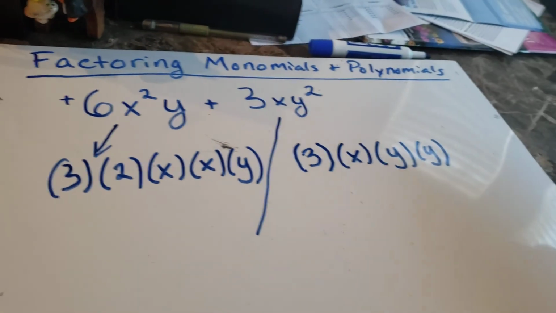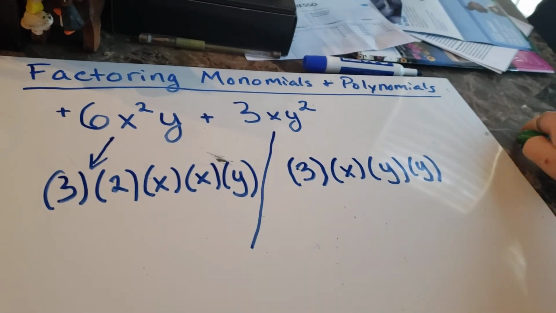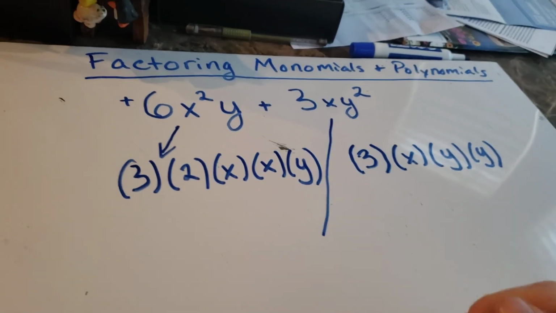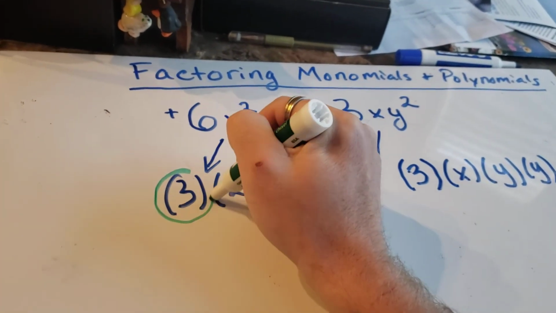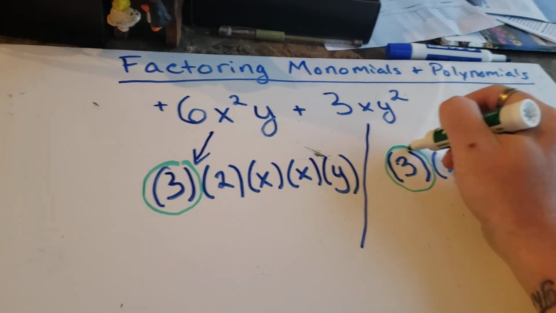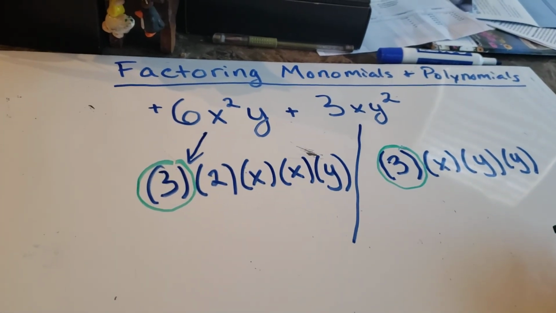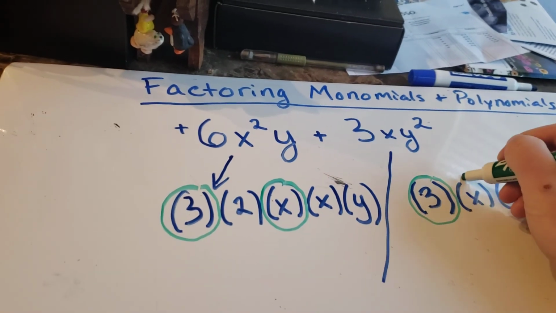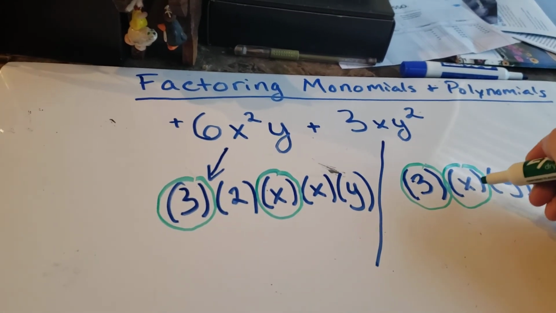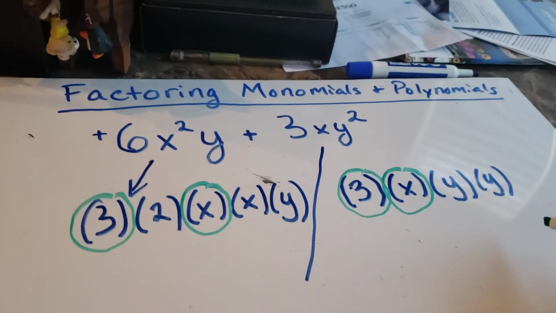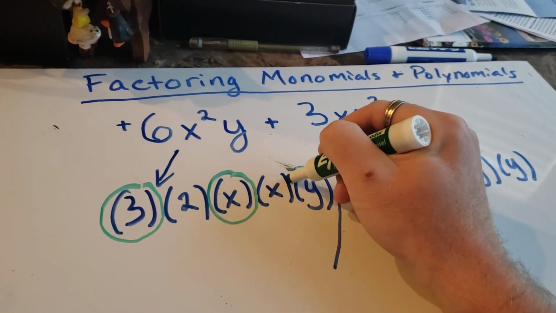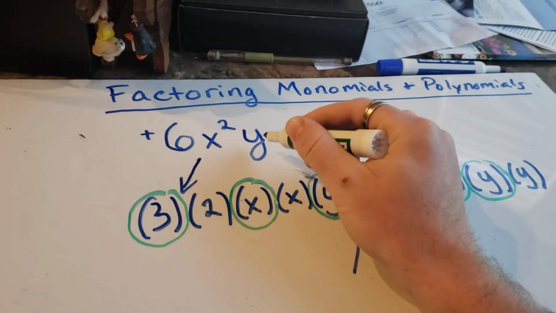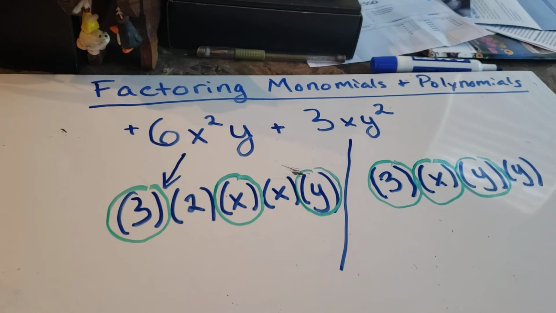Now, what we do next is we pull out everything that they share. So we want to find everything that they share. So I see that they share a 3. They share 1x, right? Because there's only 1x in 3xy squared. And then they also share 1y. Again, because there is only 1y in 6xy squared. That's the most that they can share.